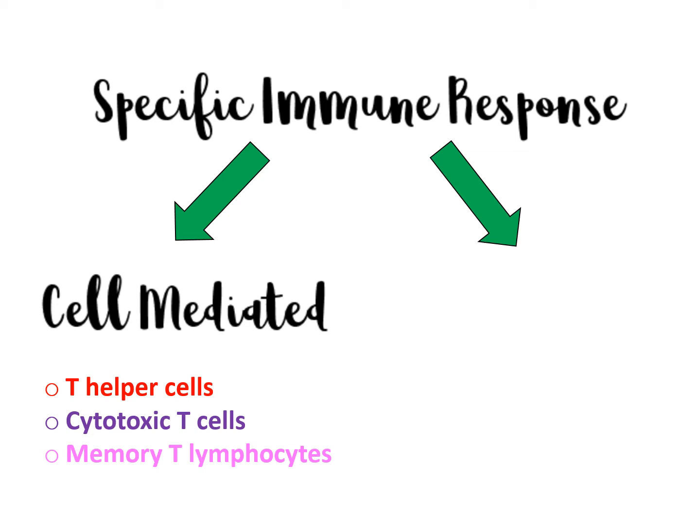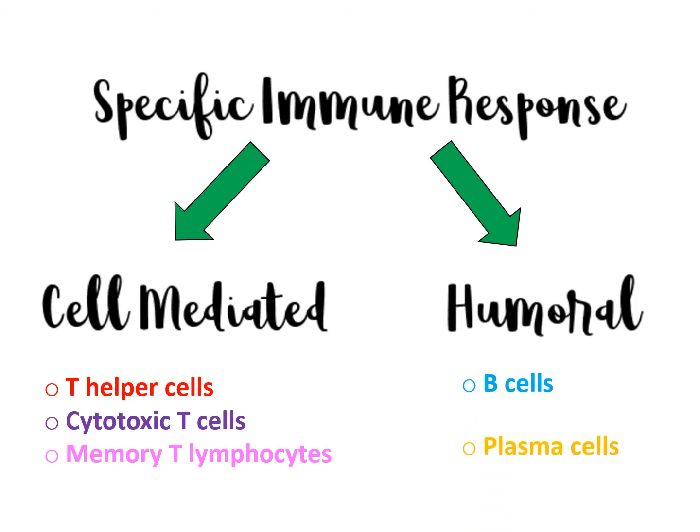In the previous video, we discussed the cell-mediated immune response. Now we'll cover the key features of the humoral immune response, which involves B cells and plasma cells, as well as some T helper cells.